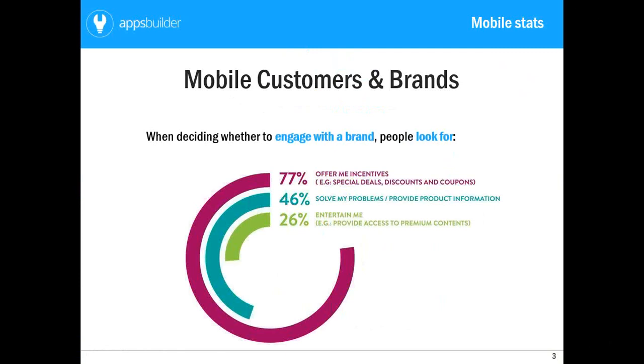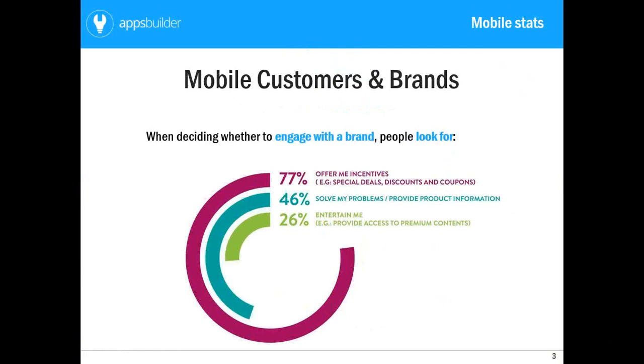It looks like 77% of customers admitted that they are more willing to engage with a company if this company offers incentives such as special deals, discounts, and coupons, of course. Then apparently 46% are motivated to engage with a brand if the brand offers to solve problems and provide product information. And finally, 26% are more willing to engage with a brand if they are able to provide access to premium content and entertain clients.